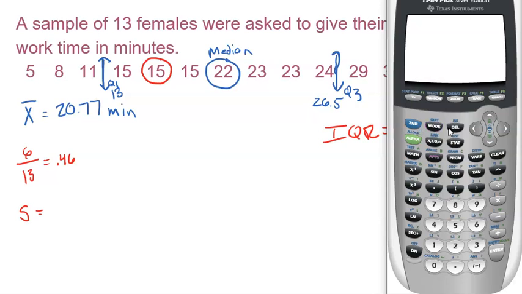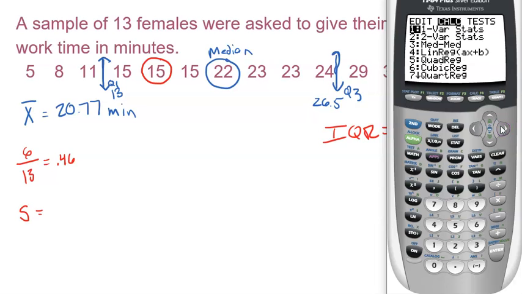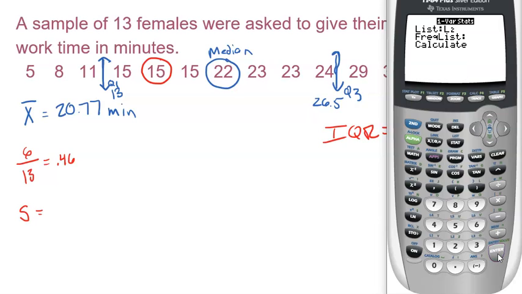All right, now here's how we're going to do everything. Hit stat again. This time you're going to slide over to calc, which stands for calculate. And we're going to choose one variable stats because that's what unit 1 is all about. This entire unit is one variable stats. And we're going to hit enter.